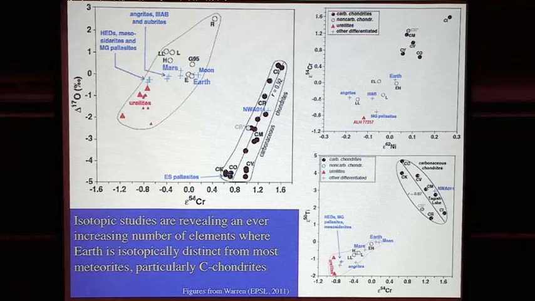These are plots of 54 chromium, 62 nickel, and 50 titanium. It's 54 chromium again. The thing that these isotopes share is that these are all on the neutron-rich side of these elements. These elements are all close to the iron peak. They're all made in the same nucleosynthetic process. In this case, it's called the equilibrium process.